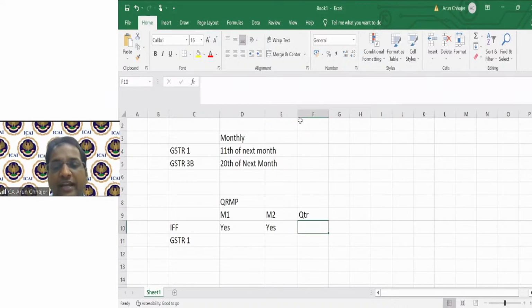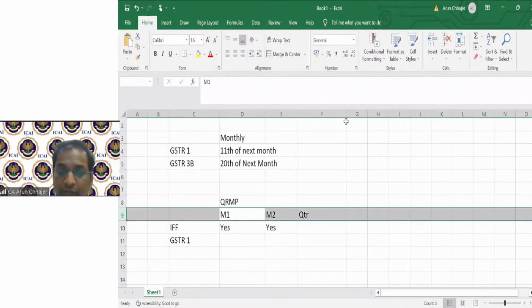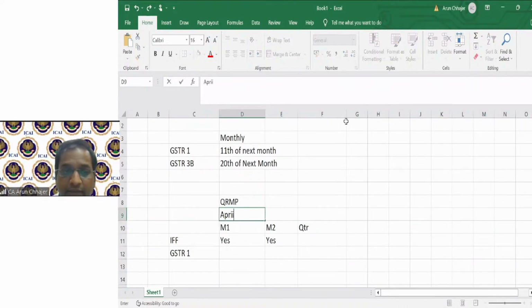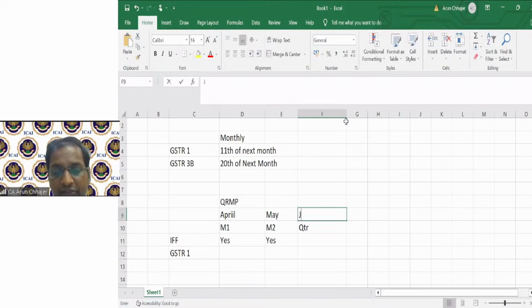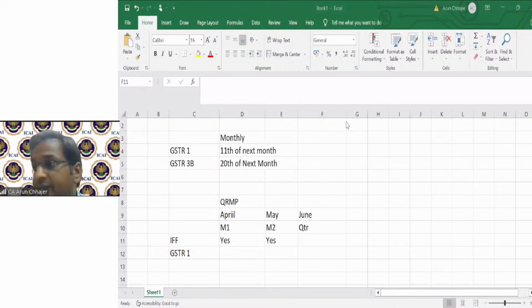What about after the end of the quarter? Let's say it is April, it is May, and it is June. Whether for the third month, IFF is applicable. IFF is applicable for M3. We'll talk about the due date. Just wait for a minute.